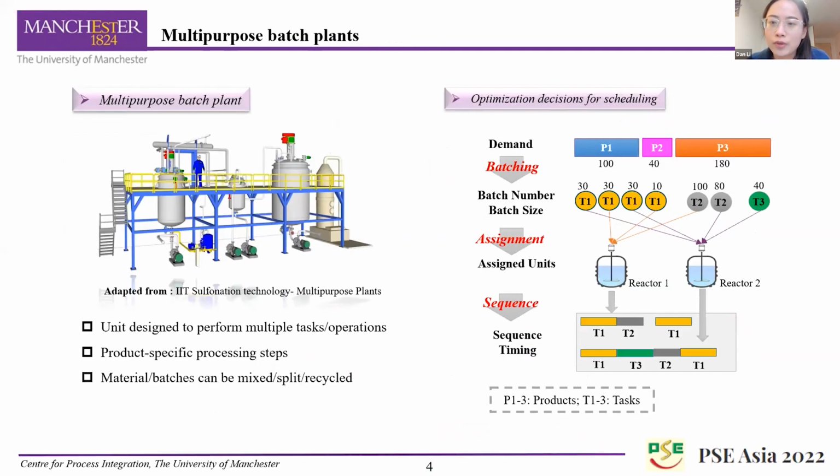In this work, our scheduling object is the multipurpose batch plants. Multipurpose means the units are designed to perform multiple tasks. Several products in the plant are manufactured through product-specific processing steps. Batch mixing, splitting, and recycling are permitted in this kind of plant. So basically, solving the scheduling problem of multipurpose batch plants means determining the batching, including the batch number and the batch size of tasks, and the assignment of units and the sequence of tasks to satisfy the customer demands.